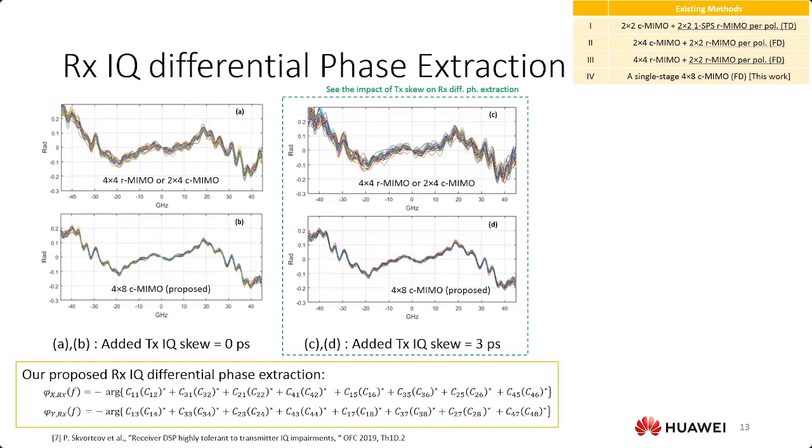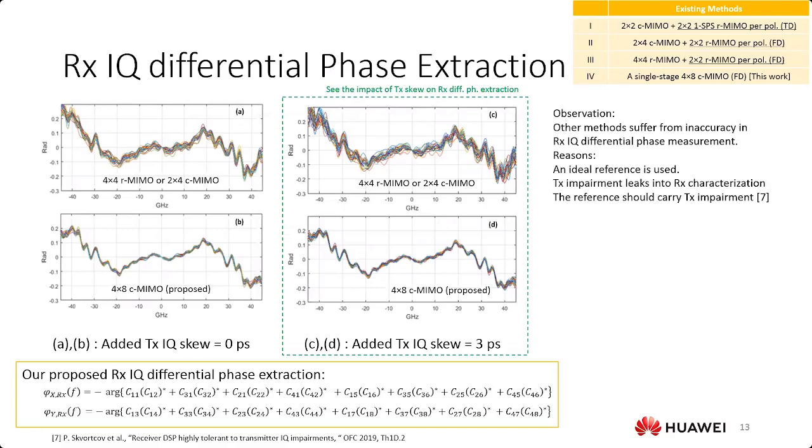So to understand why, we would like to address this issue because for the existing method, we may use an ideal reference. We assume that an ideal reference should be used to reduce the fluctuation caused by the existing method. We may also need to add the transmitter impairment in the references.